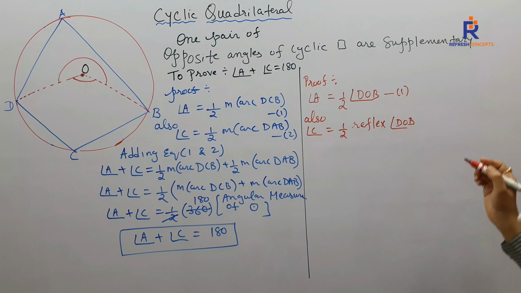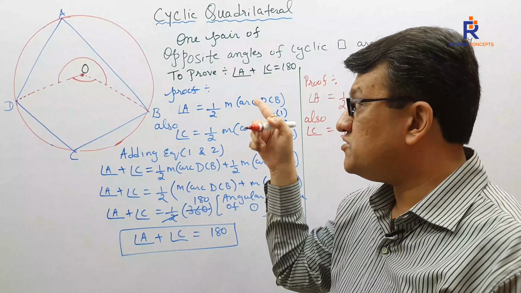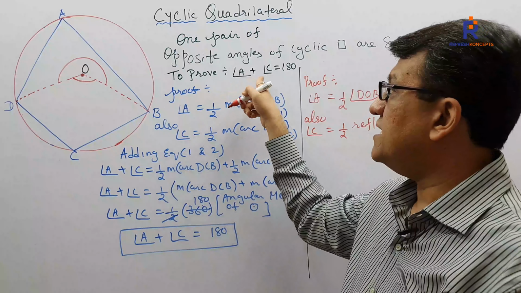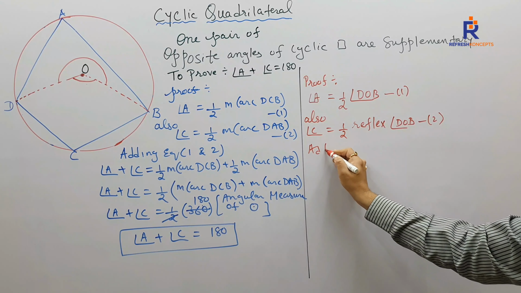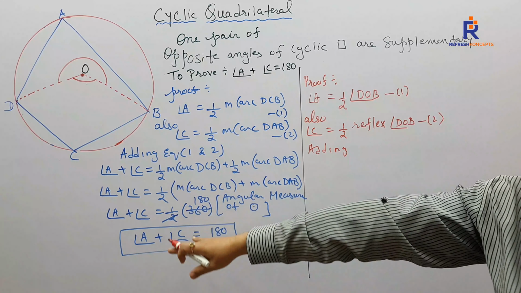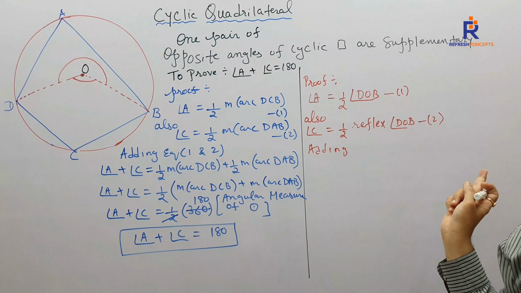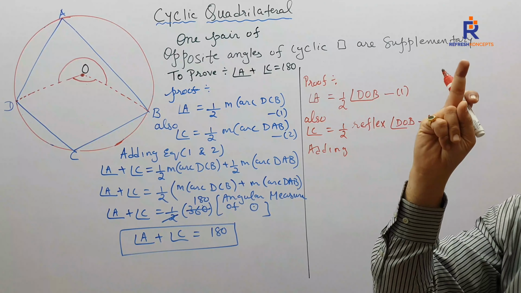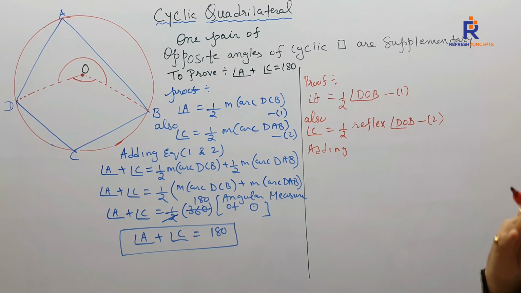Are you getting me? This is equation number 2. Once again I ask the question: what do you want? The question says I want A plus C. That tells me to add equations 1 and 2. You can compare them simultaneously. It is absolutely the same, but one is talking in terms of intercepted arc, the other in terms of central angle. Both have the common inscribed angle. Now the picture is getting very crystal clear.